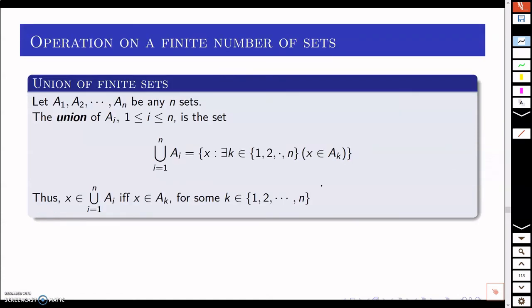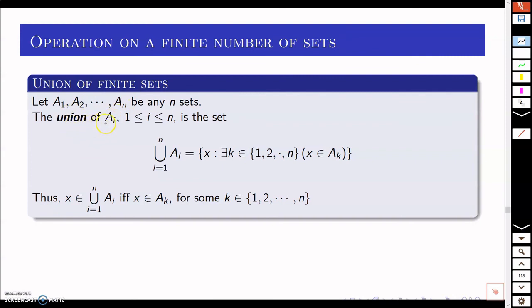Now, in the previous slides, we saw union of two sets and intersection of two sets. What if we have finitely many sets with us and I want to take their union and intersection? Okay. So this is called operation on finite number of sets. So supposing I have n sets with me, a finite number: A1, A2 up till An. Okay, so these are some arbitrary n sets with me.